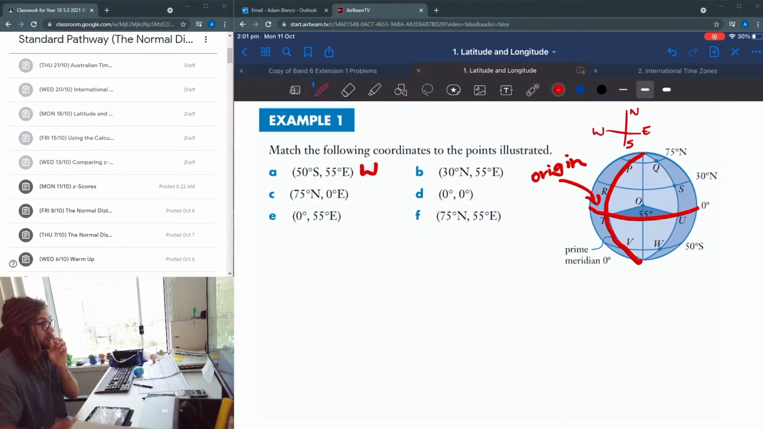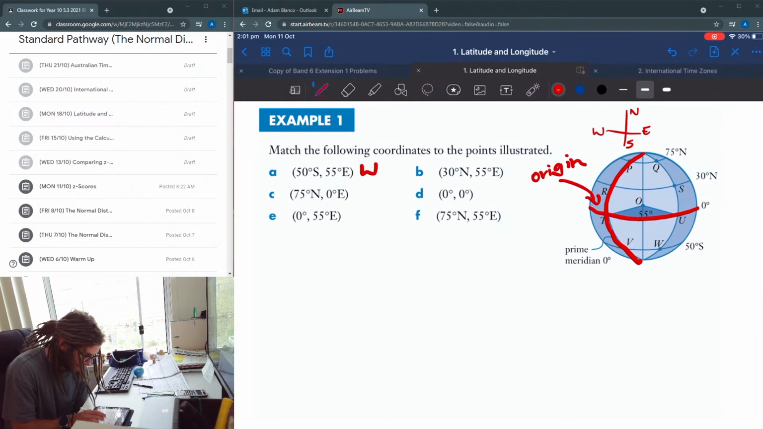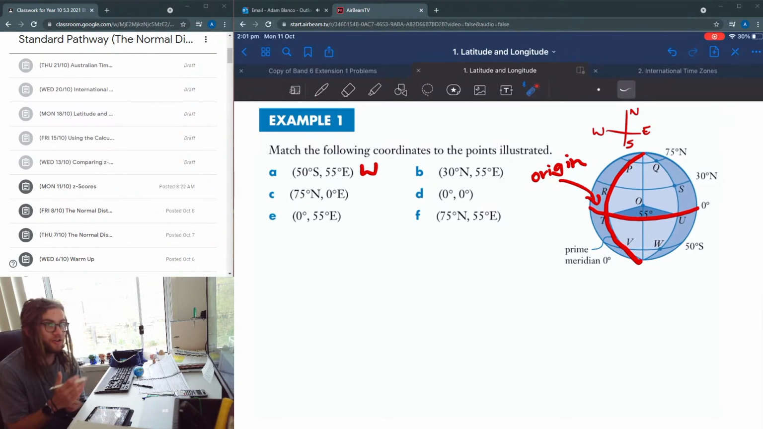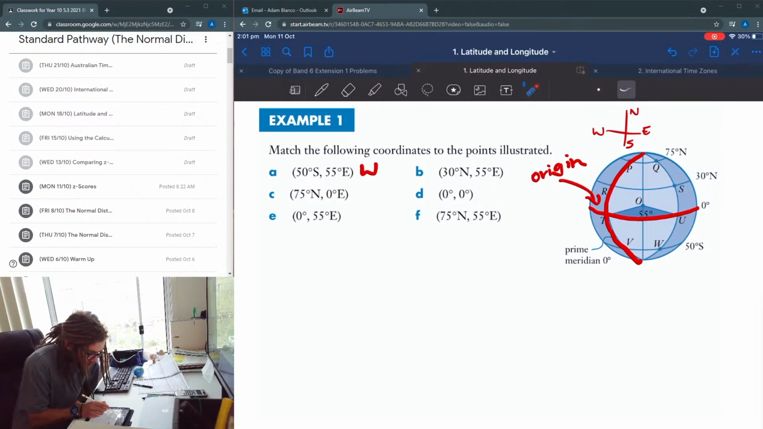I hope that kind of makes sense. It's a little bit strange because it does seem like I'm going up and down, left and right in the opposite order. Okay, 75 degrees north. So I'm starting here. 75 degrees is all the way up here, north. So probably looking at P or Q. And then I go 0 degrees east, so I don't actually move from this line. So that means I'm looking for the coordinate of P.